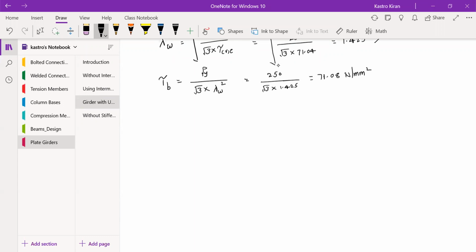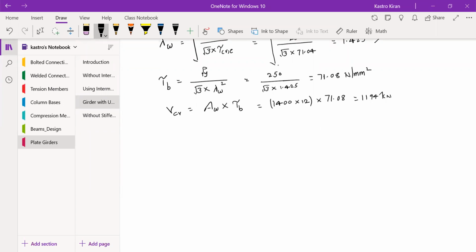Okay, so from this, you are going to find out the final value, that is VCR, where VCR equals to, the formula is area of a web, that is AW. In code book, they will mention it as AV. AV or AW, they both are same, which is area of web times of tau B. Where area of web is calculated as depth of the web, that is 1400, times of thickness of the web, which is 12, into tau B value, that is 71.08. So which will be 1194 kilonewtons. Okay, so this is the value of VCR.